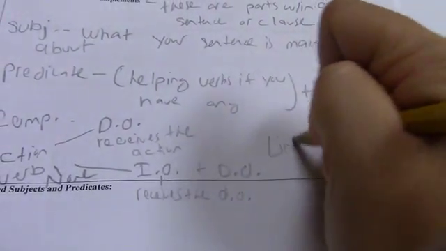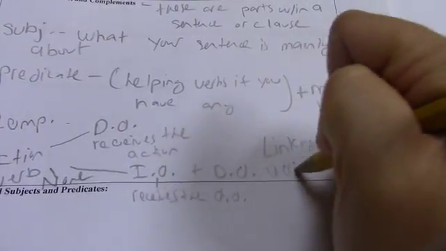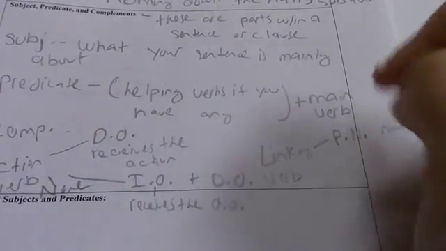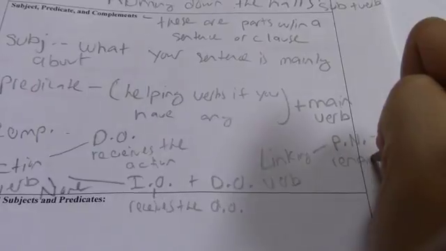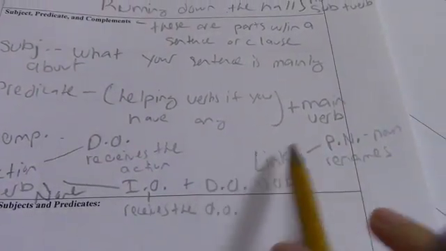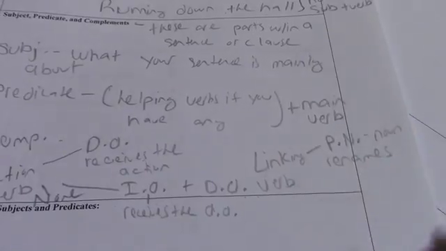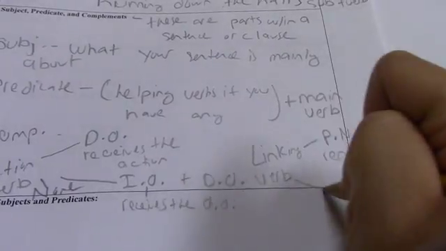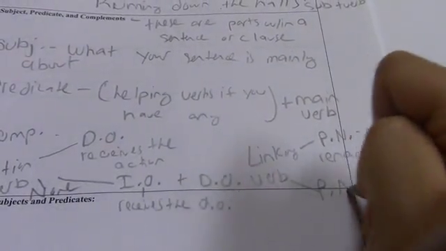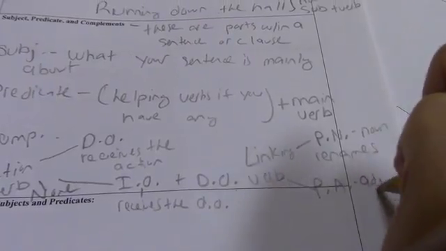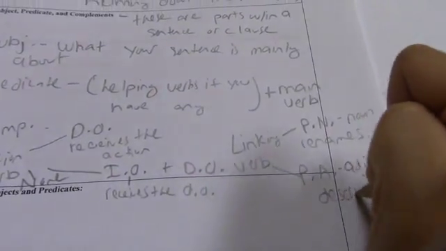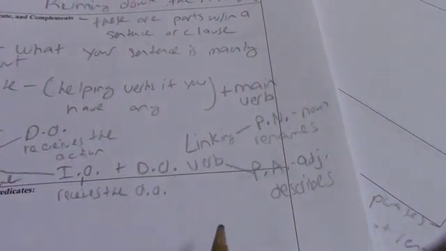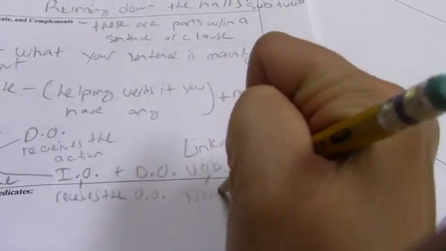Now, if you have a linking verb, you'll either have a predicate nominative. So predicate nominative, it's a noun and it renames the subject. So you have a linking verb, you'll either have a predicate nominative. So predicate nominative will always be a noun and it's going to rename your subject. Or you'll have a predicate adjective. So predicate adjective is going to be an adjective and it describes your subject. Okay? Or again, none of the above.